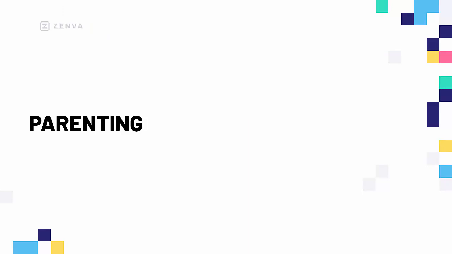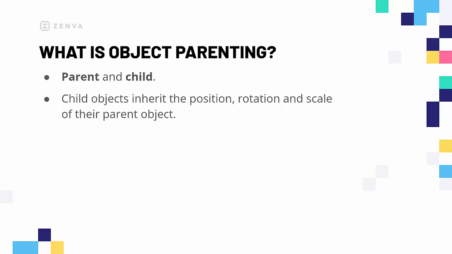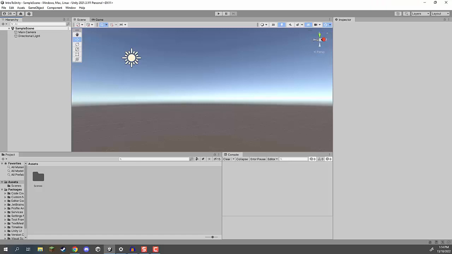In this lesson, we are going to be looking at parenting inside of Unity. Also known as object parenting, this involves two terminologies, parent and child. The way parenting works is that you have a parent object which can have children objects, and these children objects inherit the position, rotation, and scale of their parent. So let's hop over into Unity right now and have a look at how we can set this up.